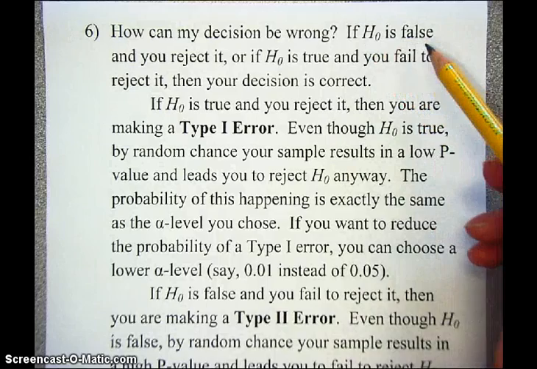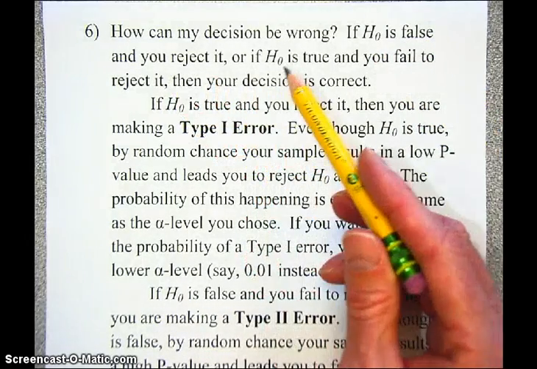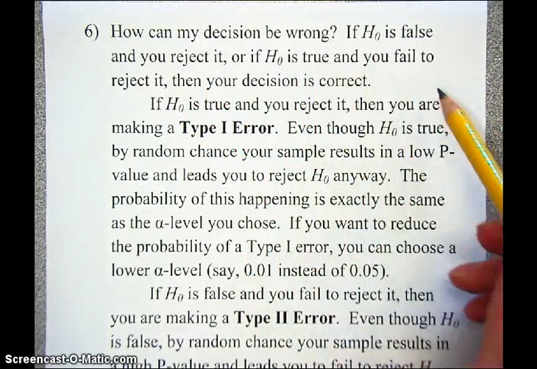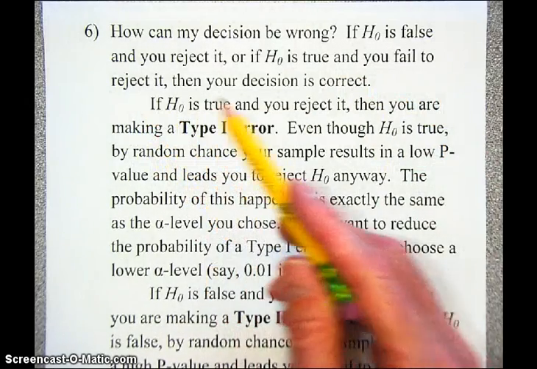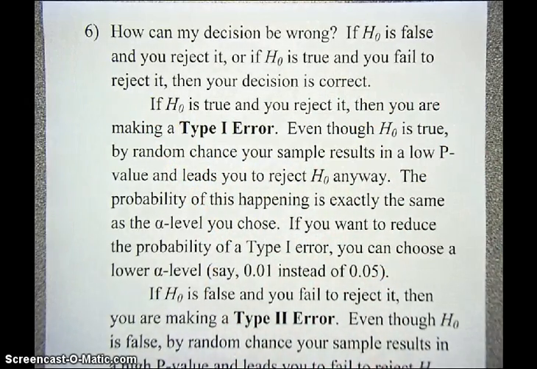If the null hypothesis is false and you reject it, you're doing the right thing. If the null hypothesis is true and you fail to reject it, then you're doing the right thing. Congratulations. In those two situations, you're doing the right thing. Now, here's where you can go wrong.